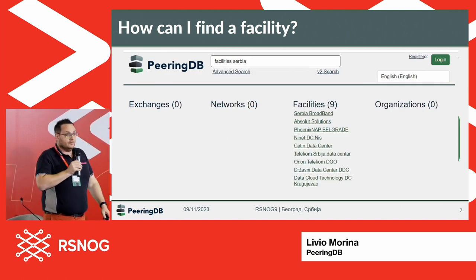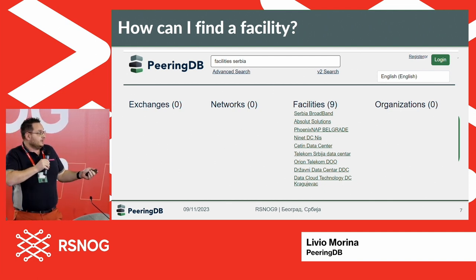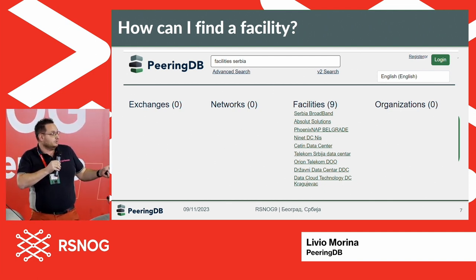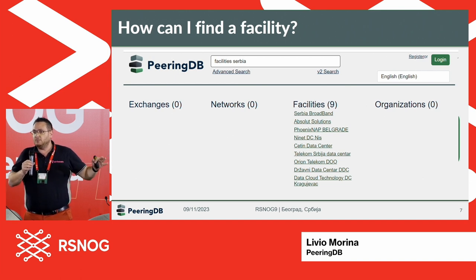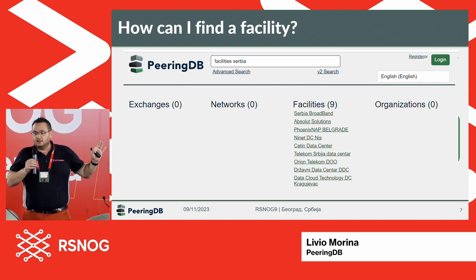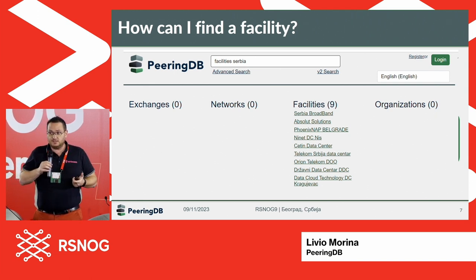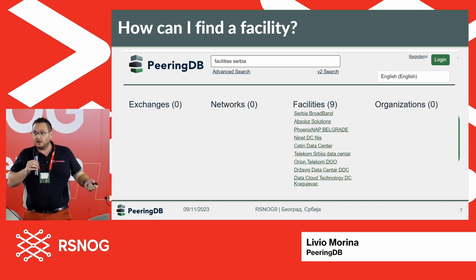It is also useful to define where a facility is available. We can make an example with the Serbian facilities, and I just wrote facilities Serbia, and I got 9 entries. I could understand that in Serbia maybe there are more than 9 facilities, but these are the facilities that users decided to insert, users or owners of these facilities. There are also sensitive facilities that are not filled here, or they refuse to be there, and we only show the facilities that are allowed to be shown.